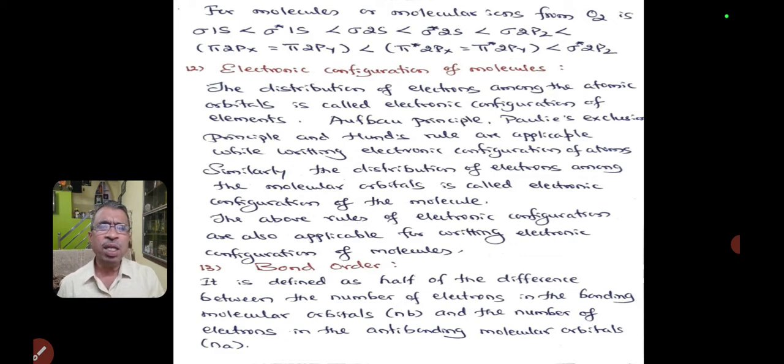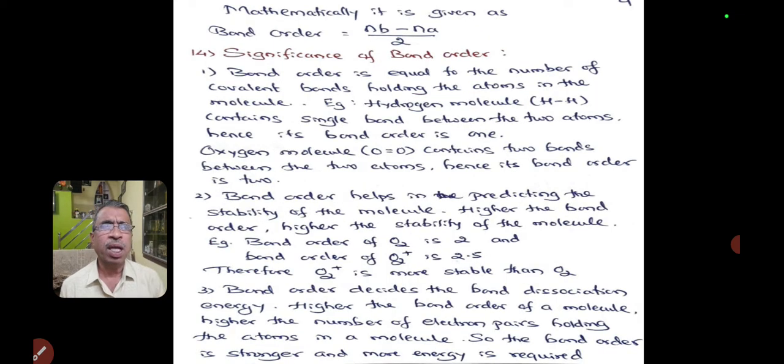Now coming to another term, bond order. It is defined as half of the difference between the number of electrons in the bonding molecular orbitals and the number of electrons in the anti-bonding molecular orbitals. Mathematically, bond order is equal to the number of bonding electrons minus the number of anti-bonding electrons, divided by 2.